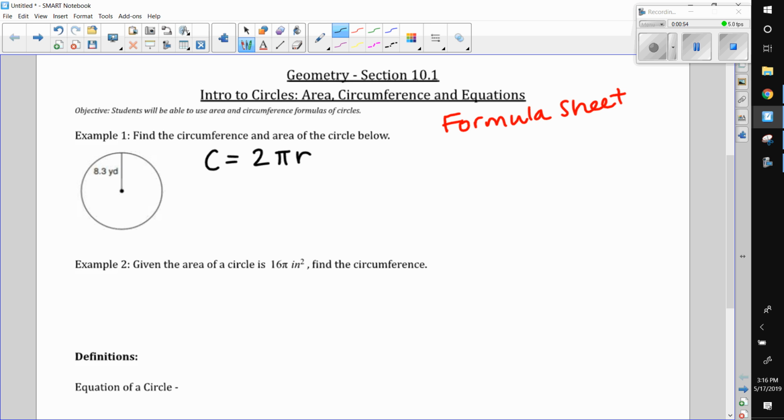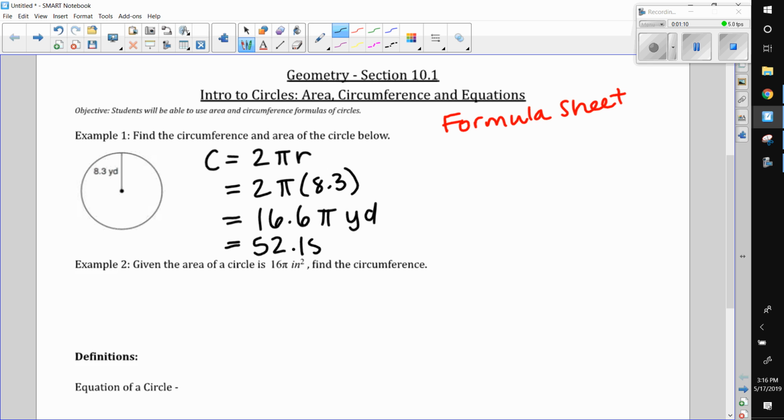So I've got 2 pi r, so 2 pi times 8.3. Remember, you can leave your answers with pi. 16.6 pi would be a good answer, or you could multiply by pi and get 52.15 yards. So either one.